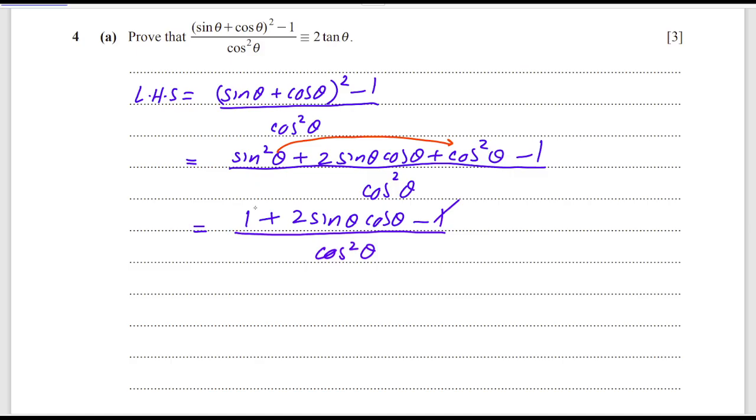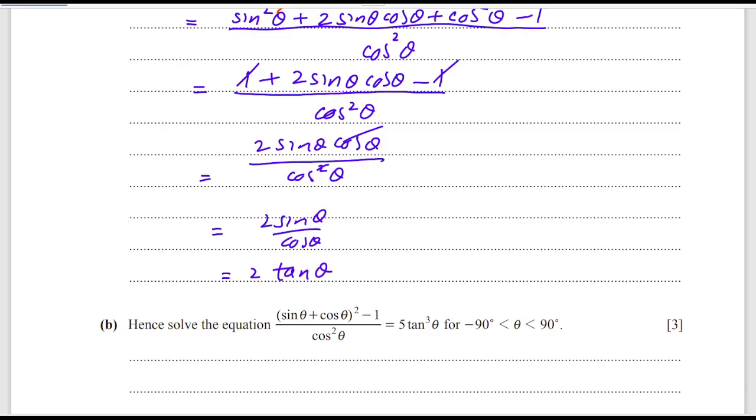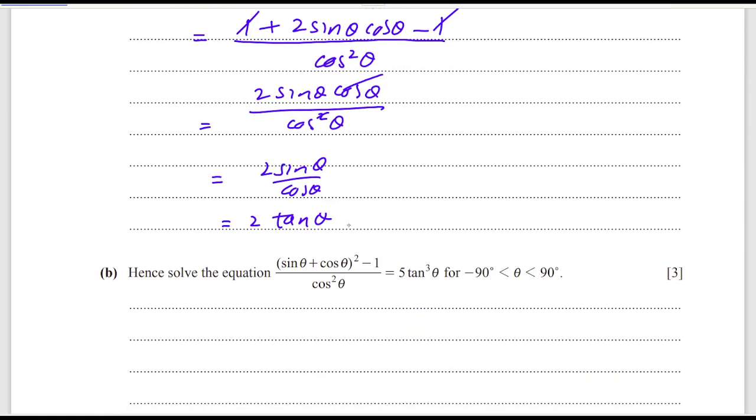The 1 and negative 1 will be cancelled out, so the expression becomes 2 sine theta cos theta divided by cos square theta. Cos theta will be cancelled out with cos square theta, so the expression is equivalent to 2 sine theta over cos theta. And using the second trigonometric identity, sine theta over cos theta is tangent theta, so this equals tangent theta, which is equal to the right hand side, which is the required result.